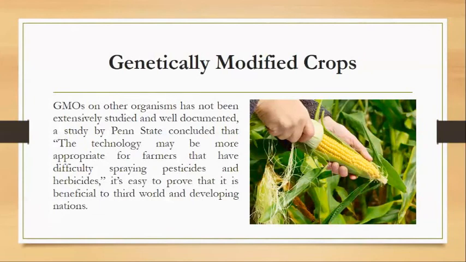Next one is the genetically modified crops. Although the impact of GMOs, or genetically modified organisms, on other organisms has not been extensively studied and well documented, a study by Penn State concluded that the technology may be more appropriate for the farmers that have difficulty spraying pesticides and herbicides. It's easy to prove that it is beneficial to the third world and developing nations. So that is GMO or genetically modified crops.